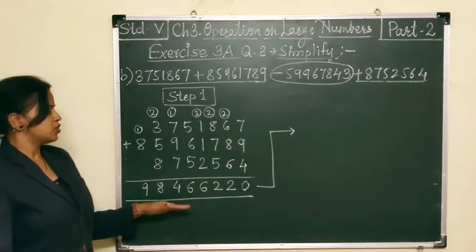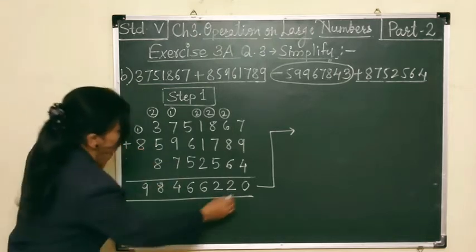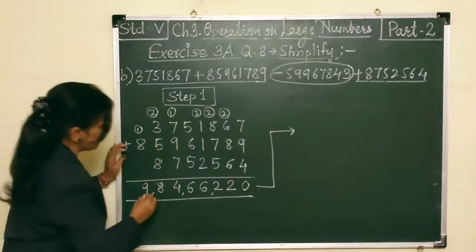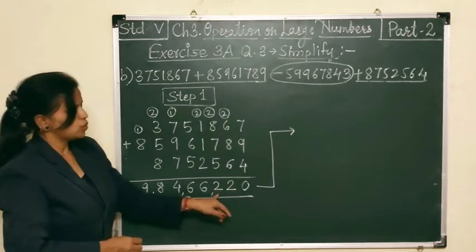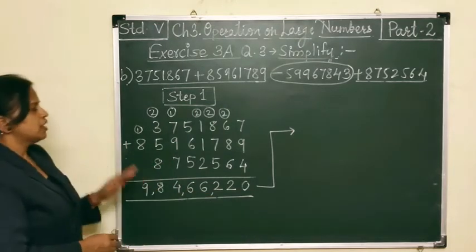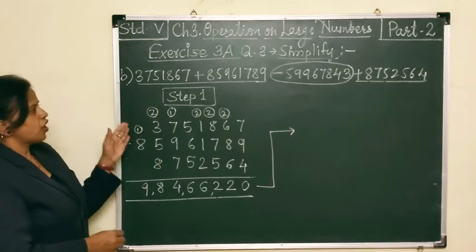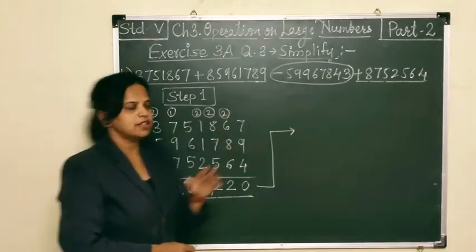After doing the addition, we get the sum here. See that what is the number here? 9 crore 84 lakh 66,220. Okay. This is the sum which we got after doing the addition of these three numbers.